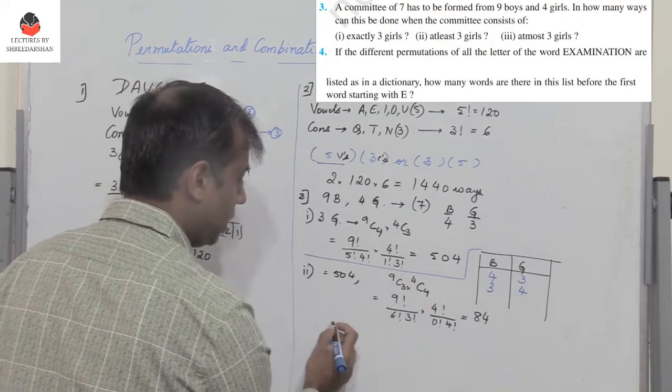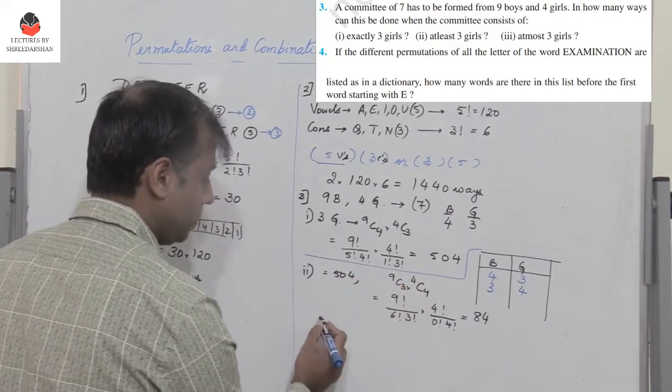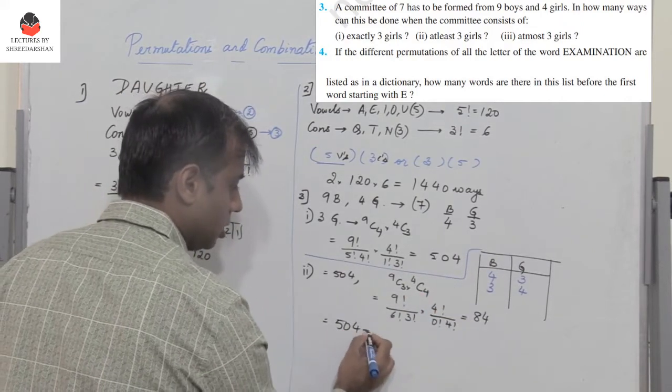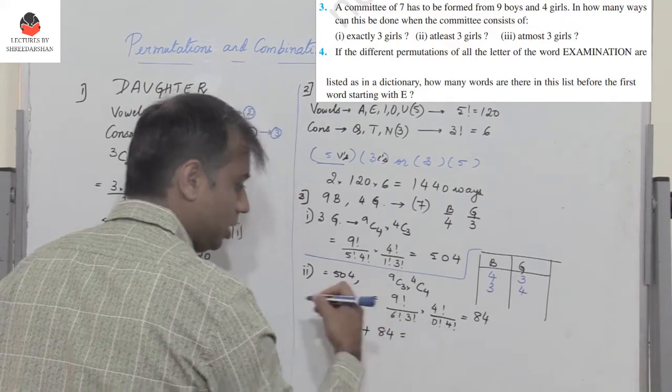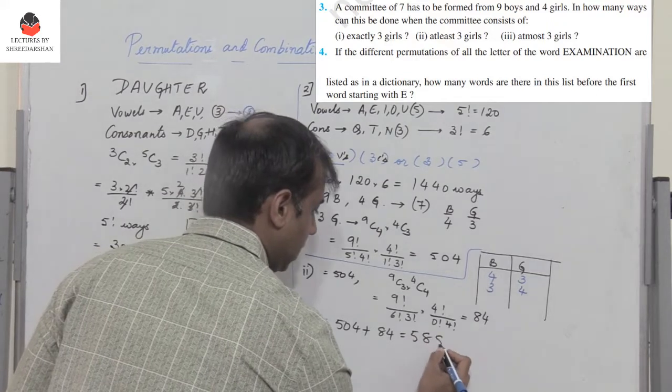So now you have to combine both of them because both of them are accepted. So for 4 boys and 3 girls, you have 504 ways, plus 3 boys and 4 girls, you have 84. So 504 plus 84 gives the answer as 588 ways.